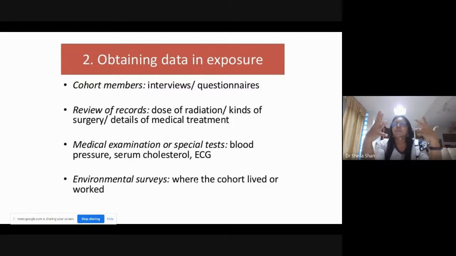So these two groups: one group is exposed to the electric current panels. So here you can see the dose of radiation. Or if you're doing surgery, during surgery, one group was given local anesthetic, one group was given general anesthetic. So you can view their records.